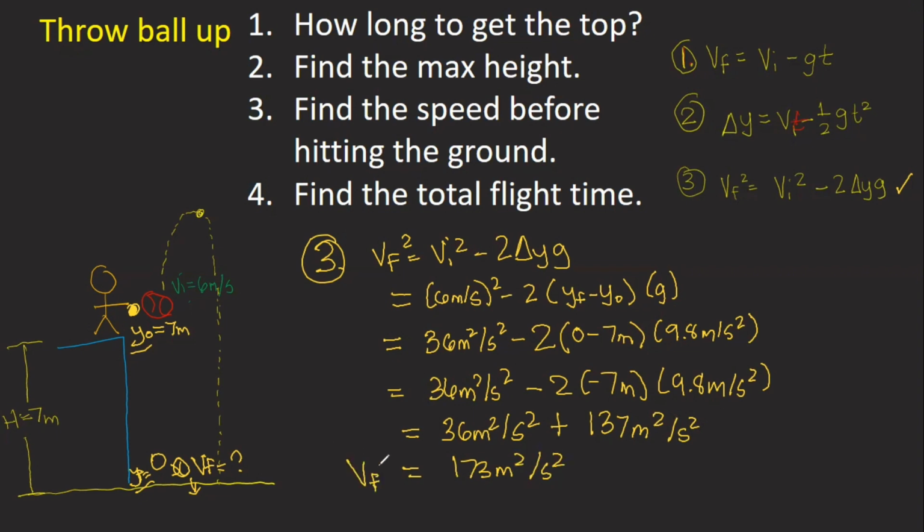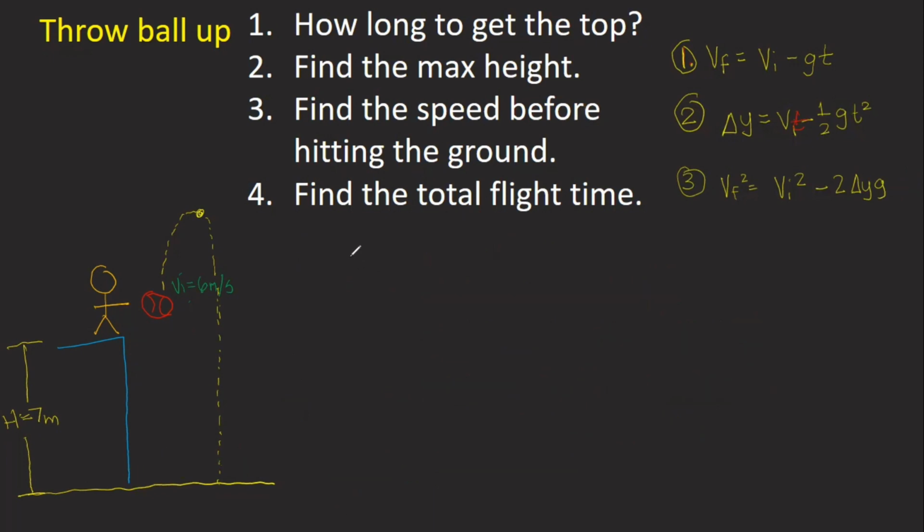But our concern is the final velocity only, not the final velocity squared. So we're going to get the square root of this one. So therefore, it will lead to final velocity equals 13.16 meters per second. However, since the final velocity is moving downward, the value of the final velocity is negative. Now, let's proceed to the last given.